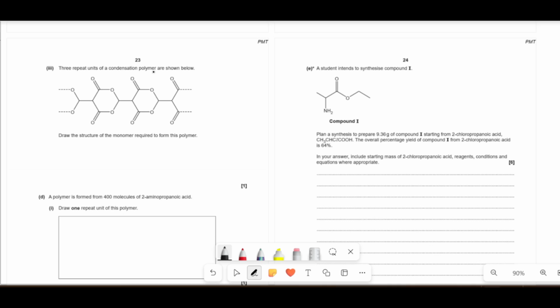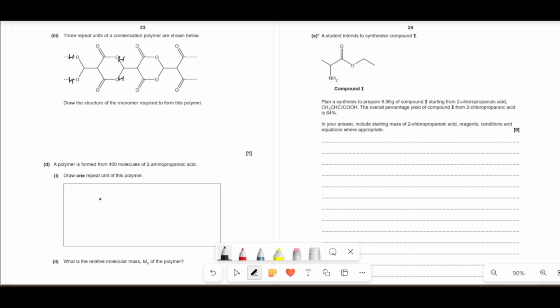Now it says 3 repeat units of a condensation polymer as shown below. Draw the structure of the monomer that made this. So if we look, there's a CO bond there. So this must have come from an OH part, from the original thing. Here, we've got a C double bond O and an O here. So that must have been the carboxylic acid originally. C double bond O, and an O here as well. So that must have been the carboxylic acid. So there you go. And then the rest repeats the same.